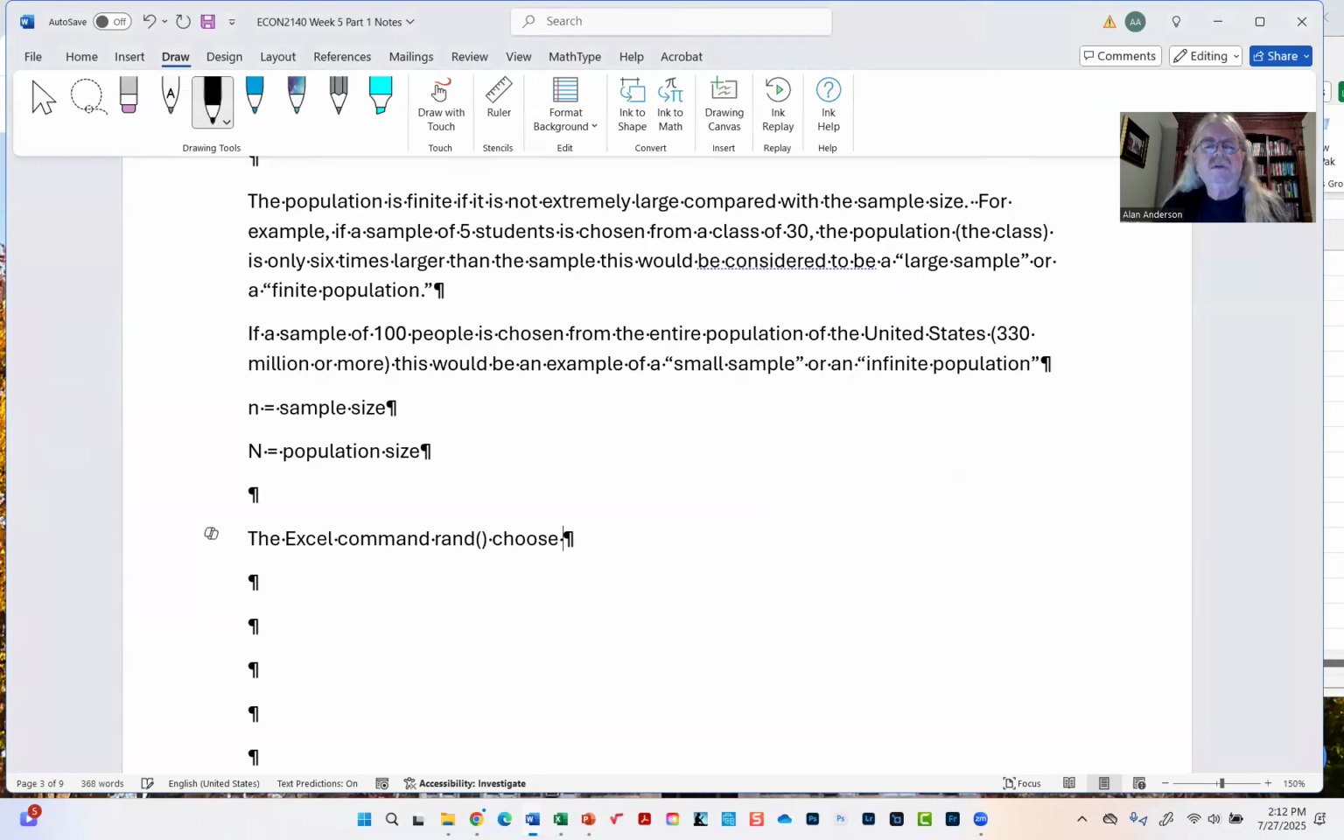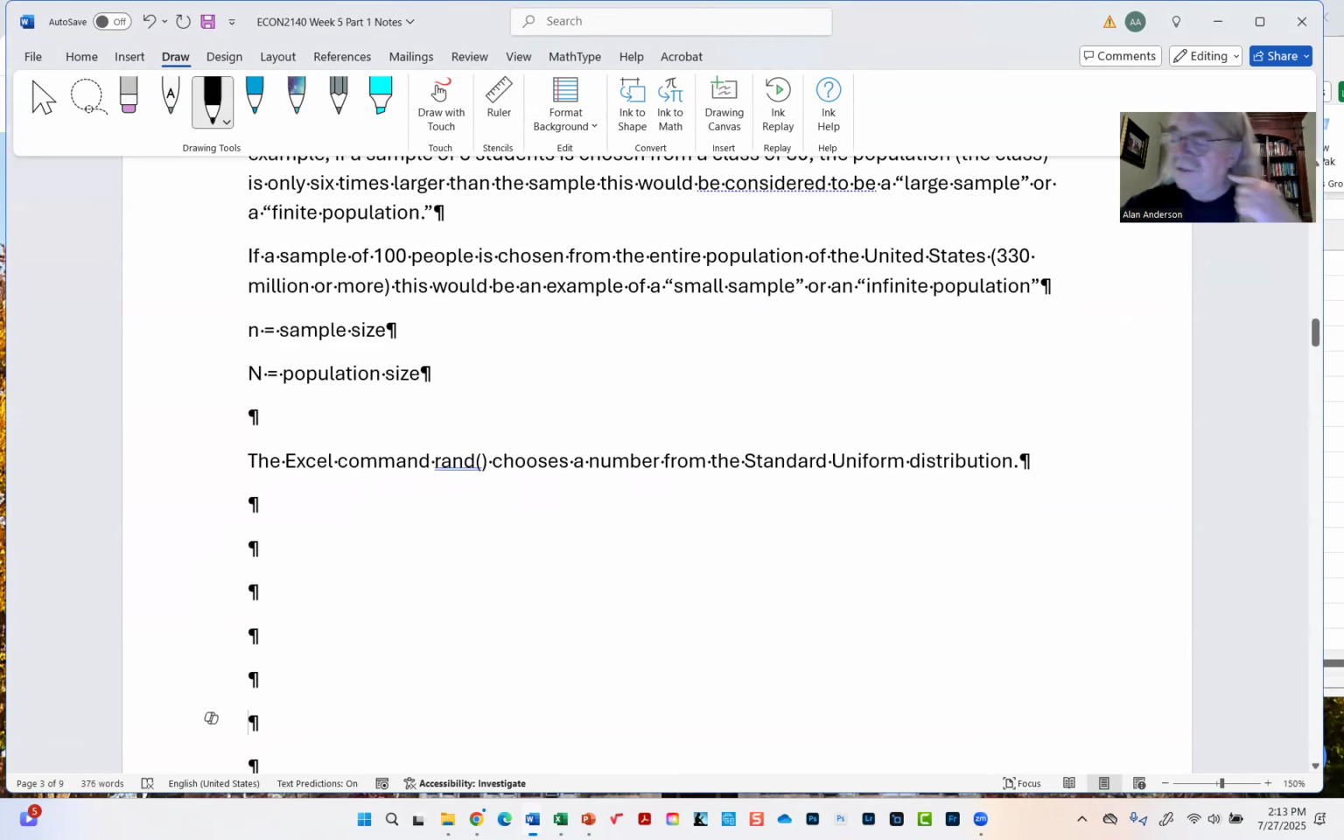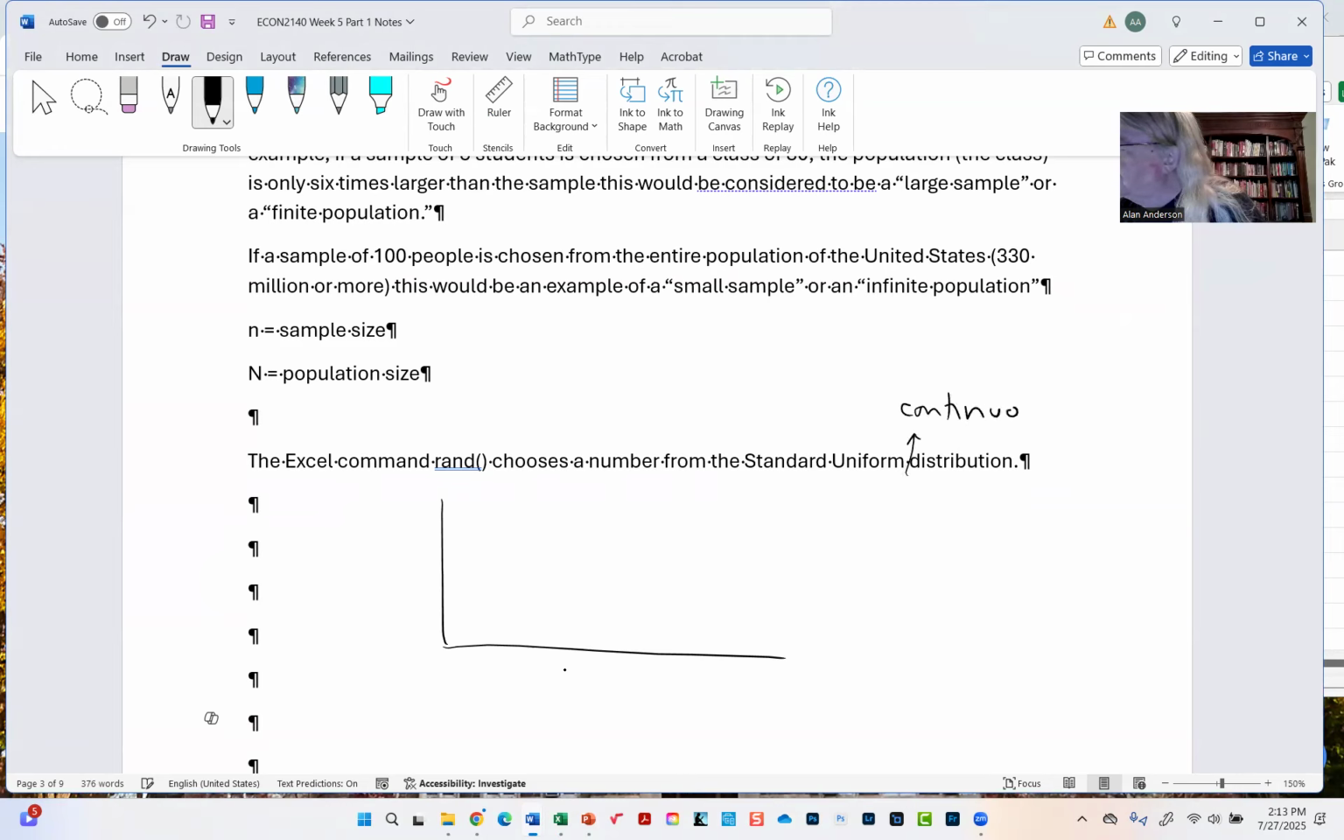Chooses a number from the standard uniform distribution. If you recall, that's the continuous version. Oh, actually, I should have put that in there, continuous. And that means it looks like this.